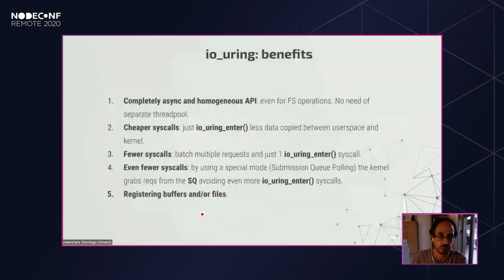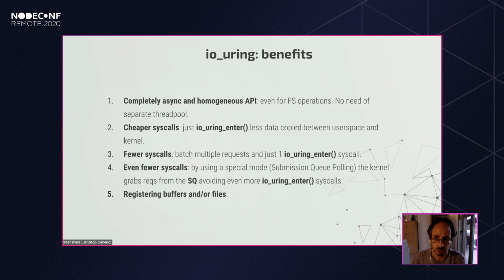So wrapping up the io_uring section, these are the main benefits io_uring provides. It's a completely async and homogeneous API, even for file system operations, so there's no need to use a separate thread pool. Cheaper syscalls, because we just use a bunch of io_uring_enter syscalls that need less data copied between user space and the kernel. We can use fewer syscalls. As we saw, we can batch multiple requests in only one io_uring_enter syscall.